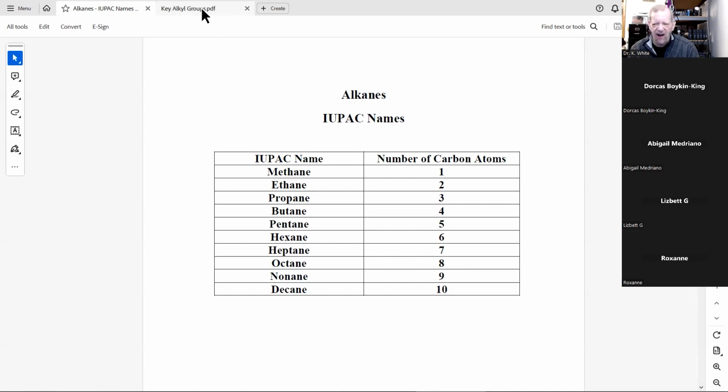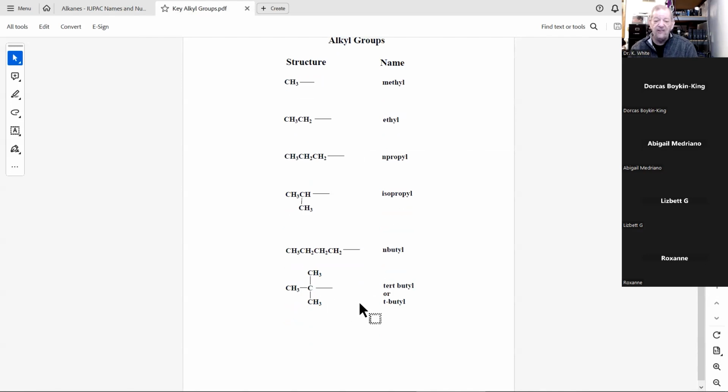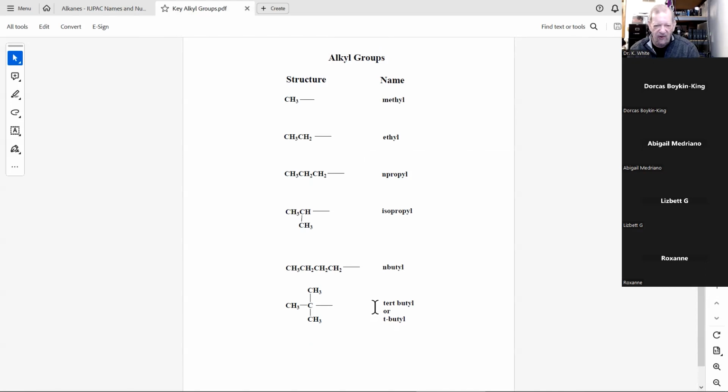Also, there are key alkyl groups you should know. This is also in a file in the lecture section of D2L called Key Alkyl Groups, both as a Word document and a PDF. And my favorites: methyl, ethyl, and propyl, isopropyl. They've been good to me, and I've been good to them. And butyl and tert or T-butyl, which I really like. They've been good to me too, the T-butyl group. And you should know these.